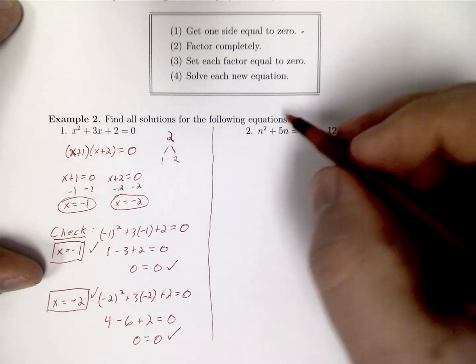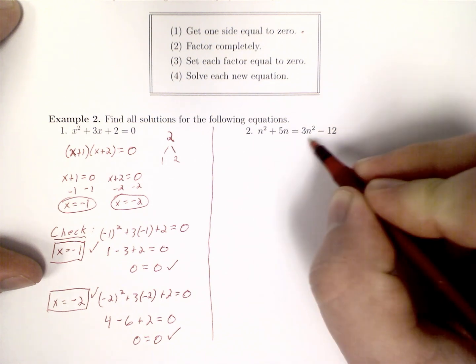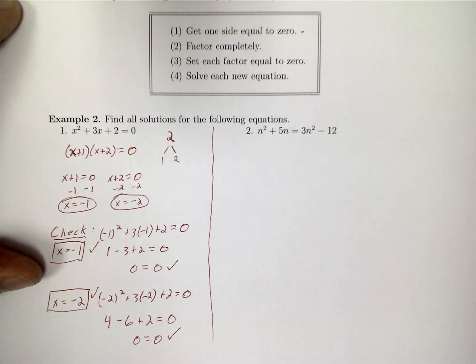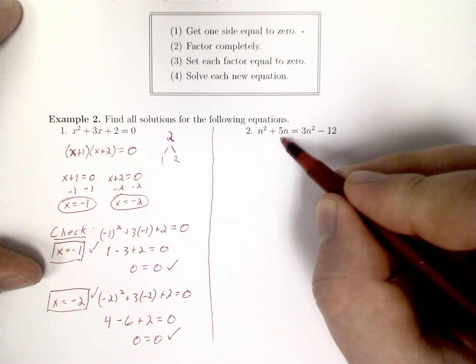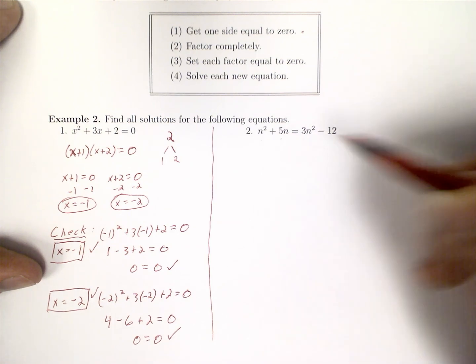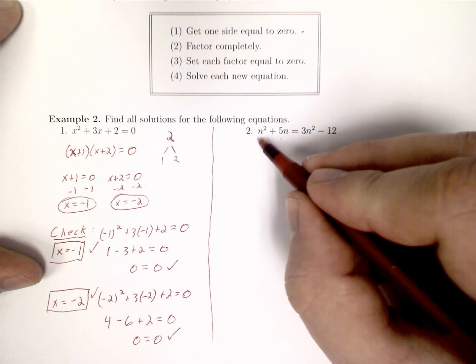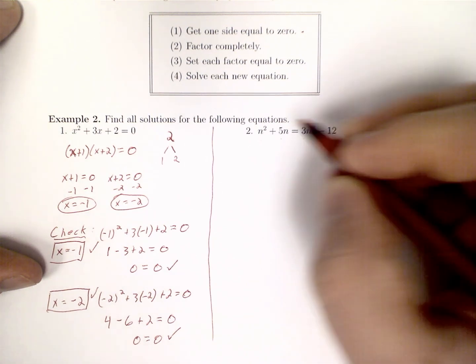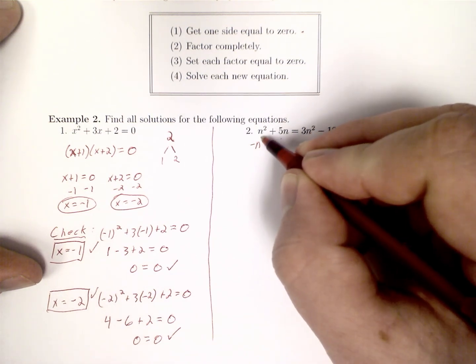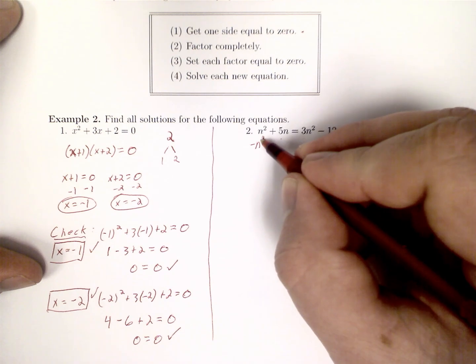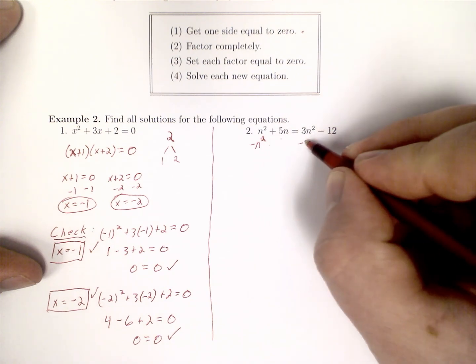So how do we do this? Well, here I have stuff on both sides of the equation. It doesn't start out being 0. So here I have n squared plus 5n equals 3n squared minus 12. What I'm going to do is take everything on this side and get it to the other side, in the sense that I'm going to get 0. I'm going to cancel this out by doing the same thing to both sides.